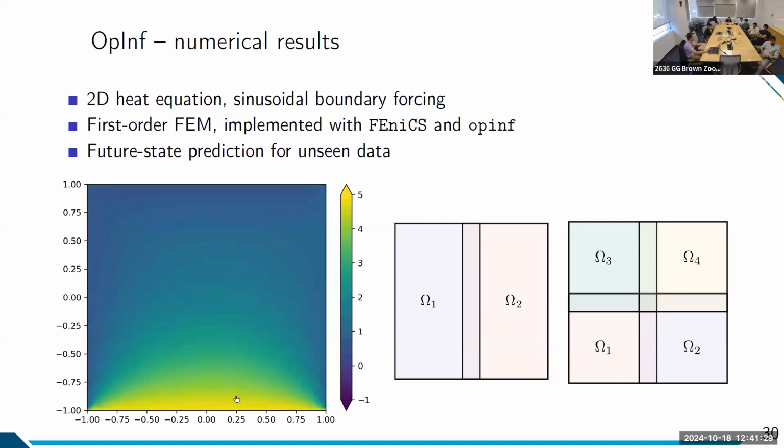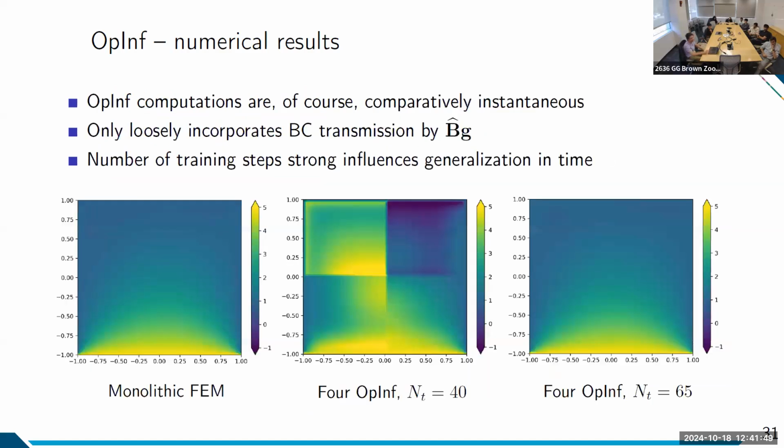You're having a fixed Dirichlet boundary condition on the bottom, and then you have some sort of sinusoidal forcing at the top and left boundaries of the system. And he looked at some different decompositions of the system, either into a two vertical decomposition or this four quadrant decomposition. And these are just some stills from the system, and just as kind of a comparison between what you saw for the projection-based ROMs. The great thing about opinf is this is purely linear operations.